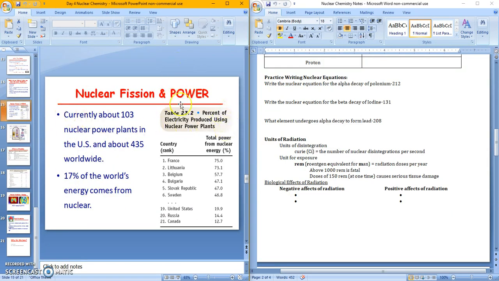For instance, power is a really nice thing that we have. In France, 75% of their power is from nuclear energy. The United States only has 19.9%.